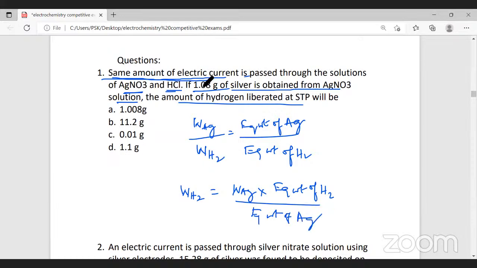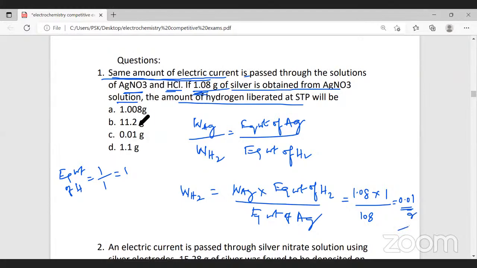Now, they've given the weight of silver to be 1.08. What's the equivalent weight of hydrogen? Atomic mass of hydrogen is 1. Valency of hydrogen is also 1. Therefore, the equivalent weight of hydrogen will be 1. Right. So 1.08 into 1 divided by the equivalent weight of silver, which is 108. Very good. So on simplification, the answer we will get is 0.01 grams. The answer for this question is option C.